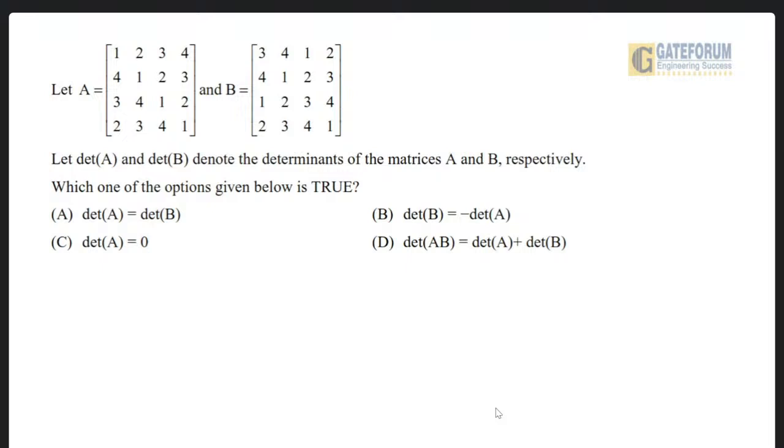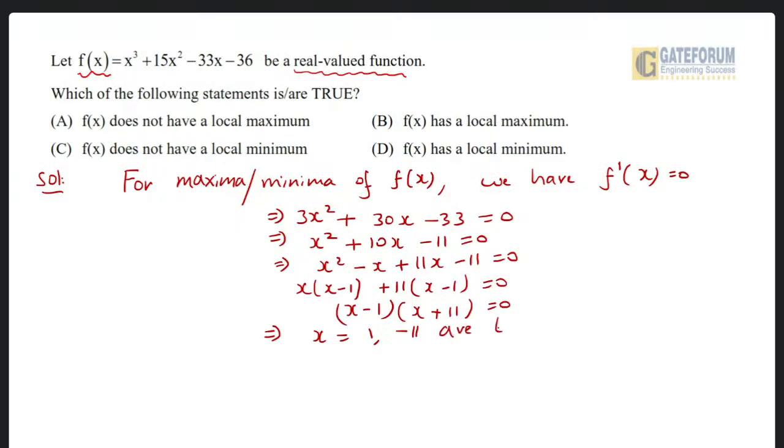minus x plus 11x minus 11. I can write it like this. In the first two terms x is common. In the last two terms 11 is common. So the common factor is x minus 1, which implies (x minus 1)(x plus 11) is equal to 0, which implies x is equal to 1, comma, minus 11 are the stationary points.